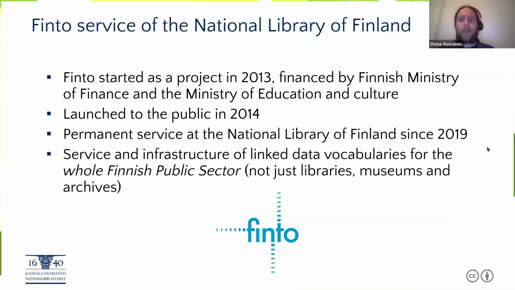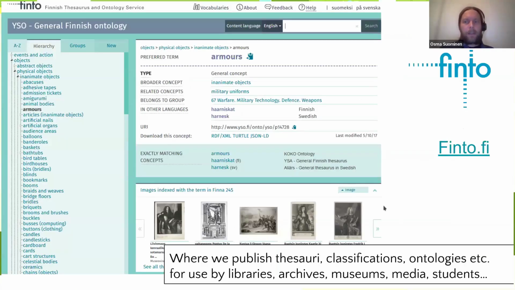So this is what we use Skosmos for in our organization. In a way, it's our own Skosmos installation. And this is how it currently looks. It's running Skosmos 2, obviously. This is the place where the National Library of Finland publishes thesauri, classifications, ontologies, and so on. And it's used by libraries, archives, museums, media, students, and so on. If you want to visit, it's at Finto.fi. It's available in 4 languages nowadays, including English.